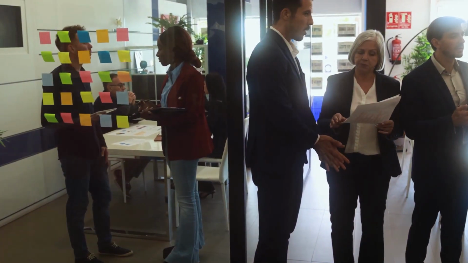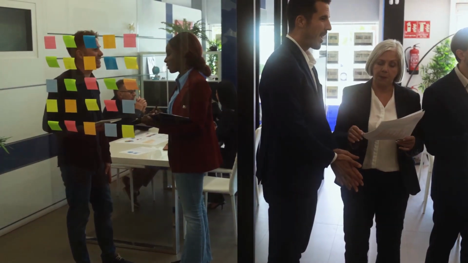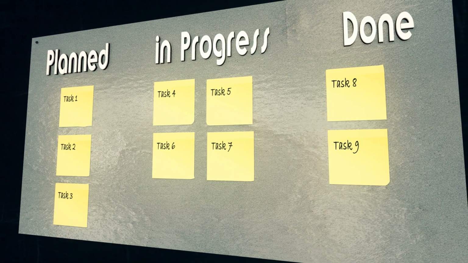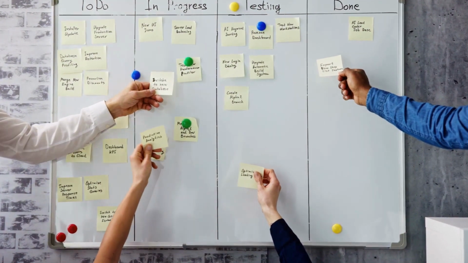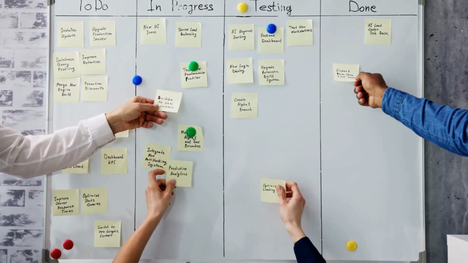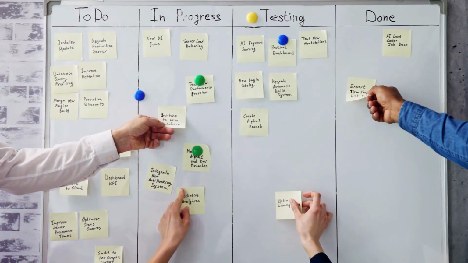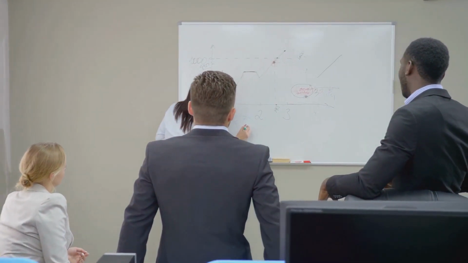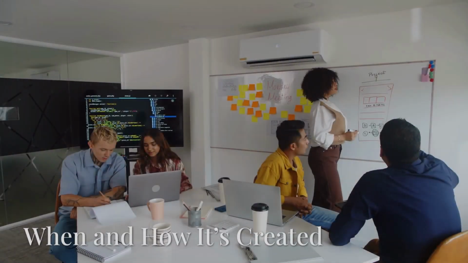Definition and purpose. The Sprint Backlog is one of the three key artifacts in Scrum, alongside the Product Backlog and the Increment. It represents the set of Product Backlog Items, PBIs, that the Scrum team commits to delivering during a single sprint. These items are selected based on priority and the team's capacity, and they form a detailed plan for achieving the sprint goal.